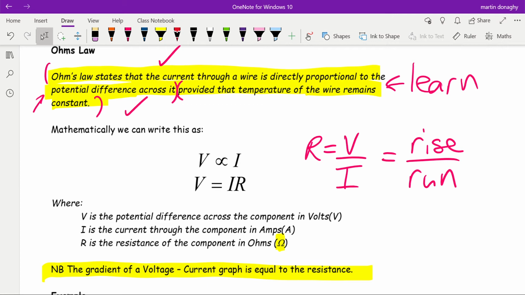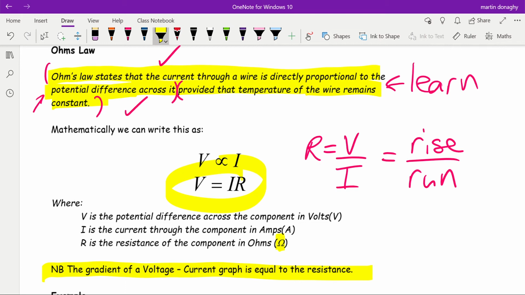So because voltage and current are directly proportional, we have this little equation that you can use 5 or 6 times in your exam. Okay, it really is that important. So you need to learn off this equation. V is the voltage in volts, I is the current in amps, and the new one we've got then, R is the resistance, but it's measured in ohms.